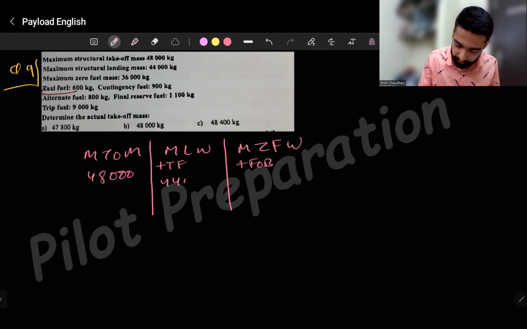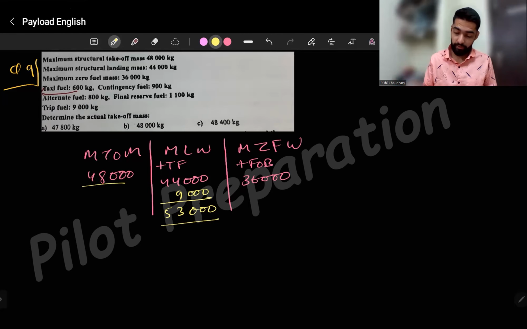This is 44,000. This is 36,000. I already know the trip fuel. The trip fuel is 9,000. So this will be 9,000. This is nothing but 53,000. This is 48,000. This is 53,000. Of course, higher value. Then this is 36,000 plus FOB.